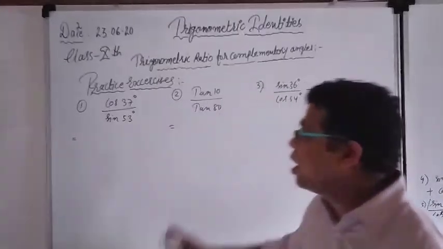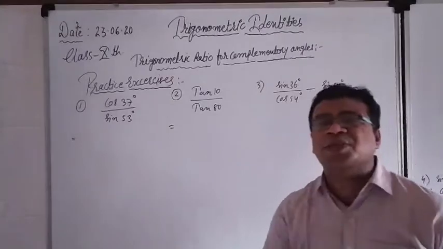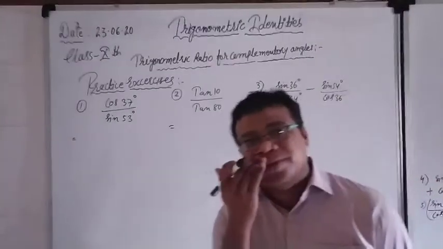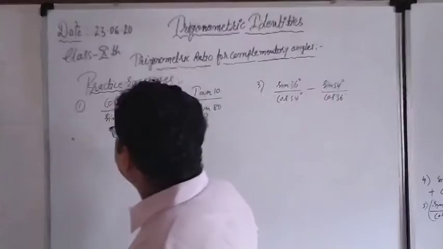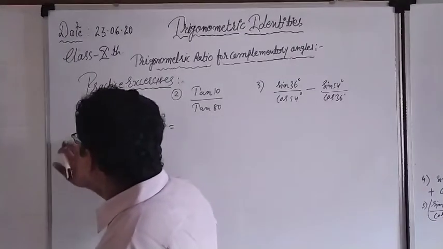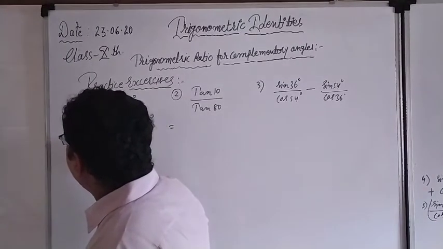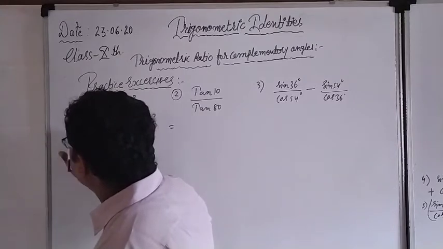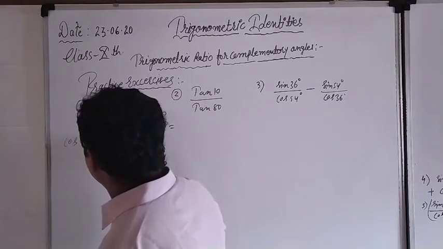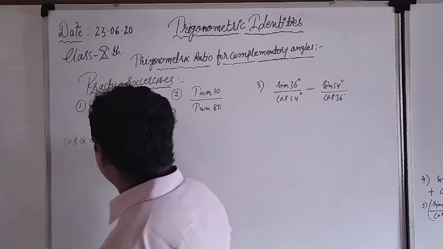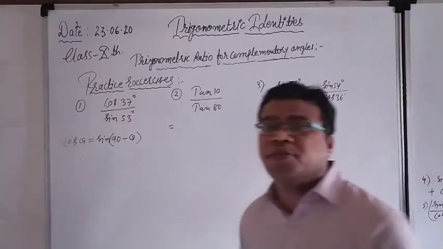Right now, see what kind of questions there are. It is very easy. You need not explain more also. See here, first question: cos 37 upon sin 53. What is the identity? I know that cos theta is equal to sin(90 minus theta). Same thing I have told you, I have explained it.